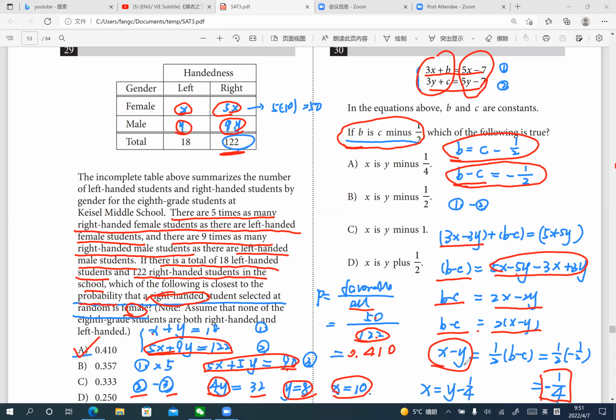So x minus y equals negative 1/4. We rearrange this equation, then we have x equals y minus 1/4. So we should choose option A. x is y minus 1/4.